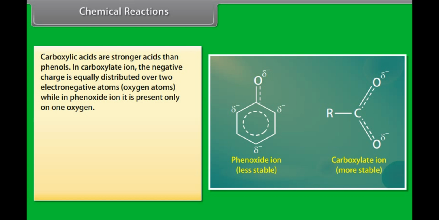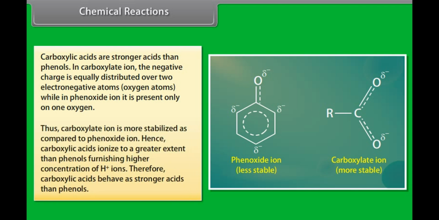Chemical reactions. Carboxylic acids are stronger acids than phenols. In carboxylate ion, the negative charge is equally distributed over 2 electronegative atoms, that are oxygen atoms, while in phenoxide ion it is present only on 1 oxygen. Thus, carboxylate ion is more stabilized as compared to phenoxide ion. Hence, carboxylic acids ionize to a greater extent than phenols, furnishing higher concentration of hydrogen ions. Therefore, carboxylic acids behave as stronger acids than phenols.